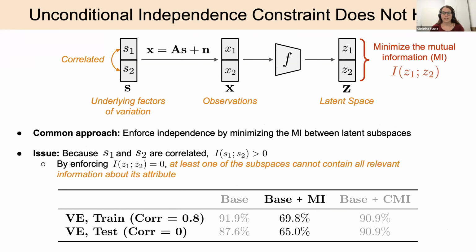A common approach to fix that is to enforce independence by minimizing the mutual information between latent subspaces. However, there's a problem. There are correlations between the source signals S1 and S2. By making the latent subspaces independent, at least one of them cannot contain all relevant information about its attribute anymore, and therefore will have poor predictive performance. The effect of this issue can be seen very clearly in the results shown in the table. Enforcing unconditional independence does not even lead to good performance on correlated in-distribution data. So we have seen that enforcing unconditional independence between the latent subspaces does not solve the disentanglement problem.